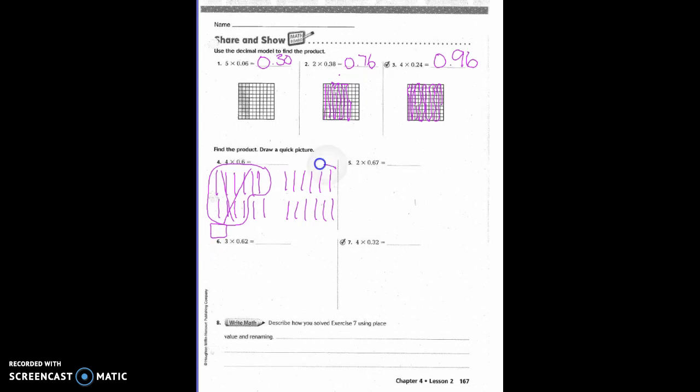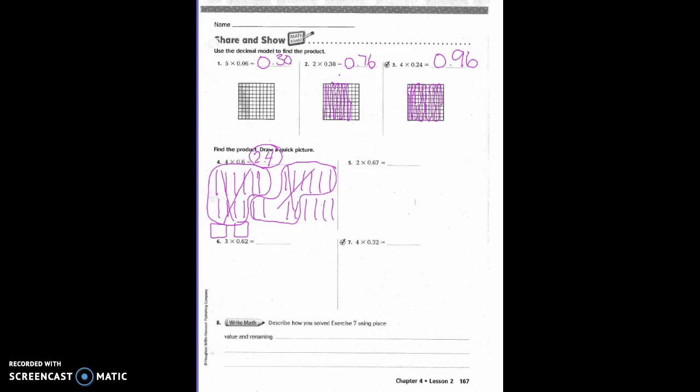Then can I do 10 more? Yes. Here's 6 plus 2, so there's 8. And then 2 more of this one. Cross it off, draw another flat. Then, can I do any more? No. So how many wholes do I have? 2. And then how many longs? 4. So 2 and 4 tenths.